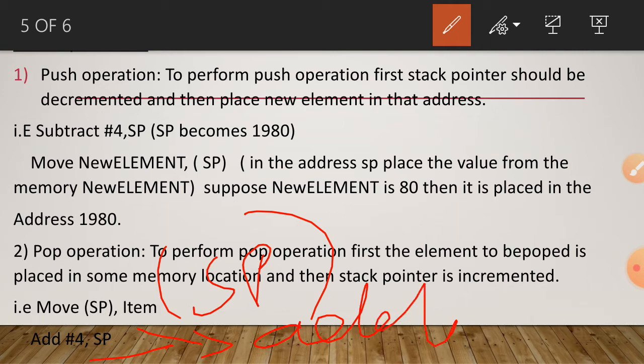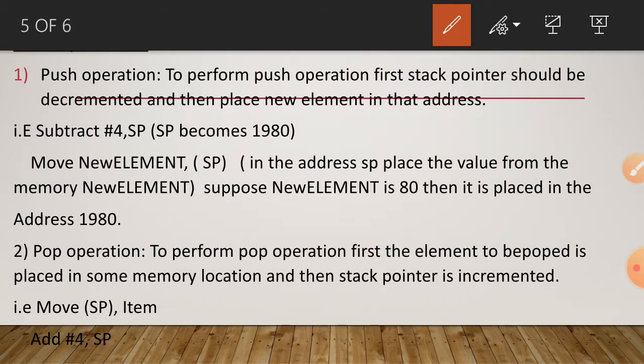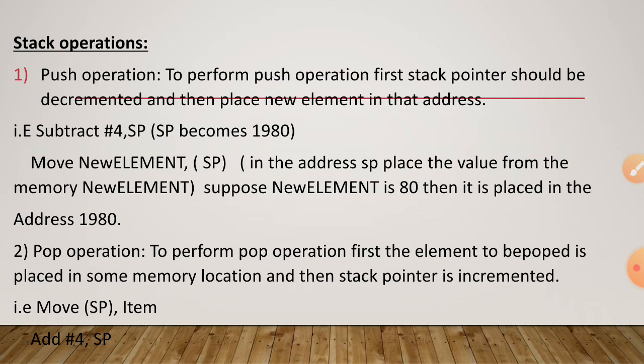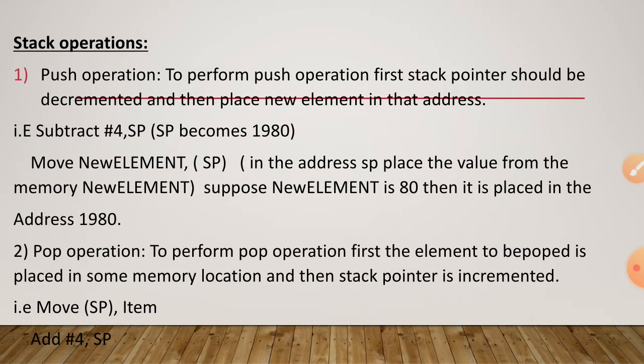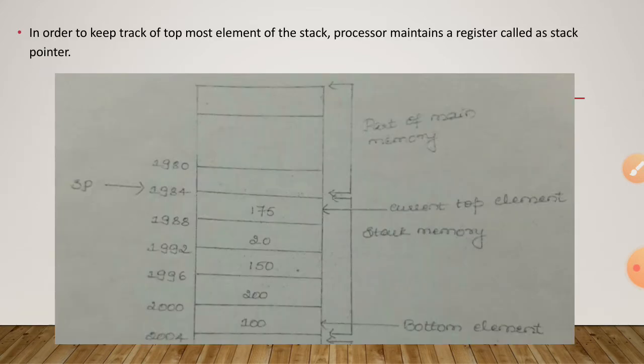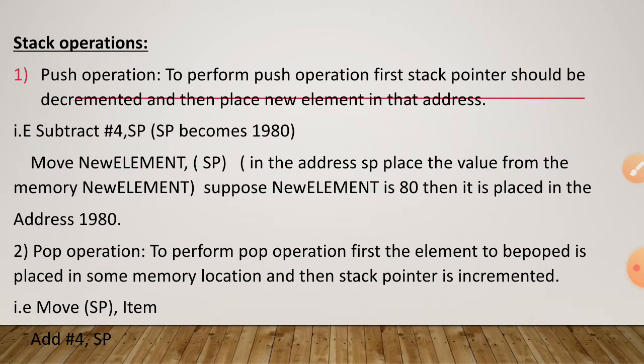Okay, so add hash 4 comma sp means sp is pointing where? The sp was pointing to 1994, plus 4, add 4 means 1988. Likewise we delete the elements from the stack. These are the two operations that can be performed on the stack, that is push operation and the pop operation.